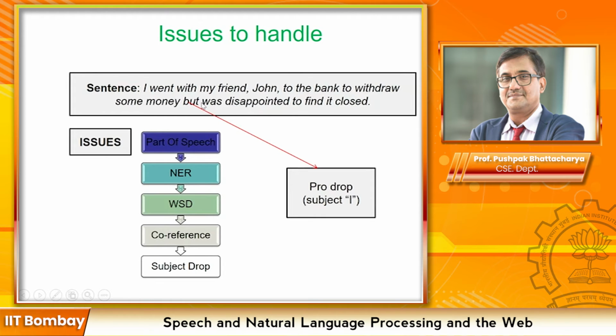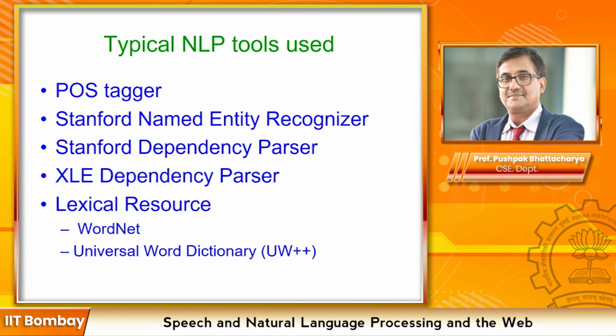Some element has been dropped here, so it should be "I was disappointed." So all this processing has to be done, and all this disambiguation is necessary before the interlingua is obtained. Now, in the early days of machine translation, this kind of analysis used to happen on source sentences.